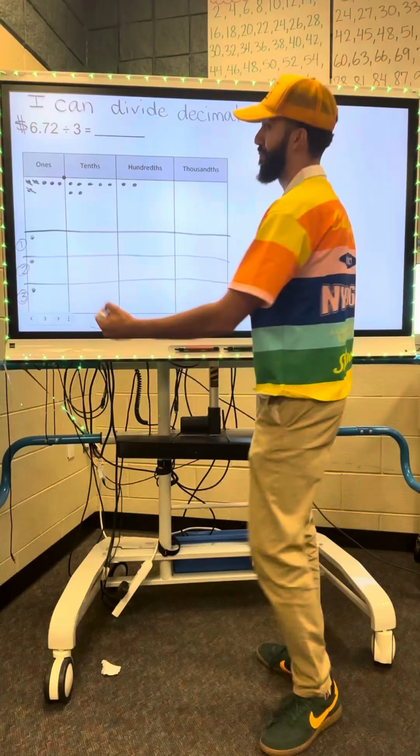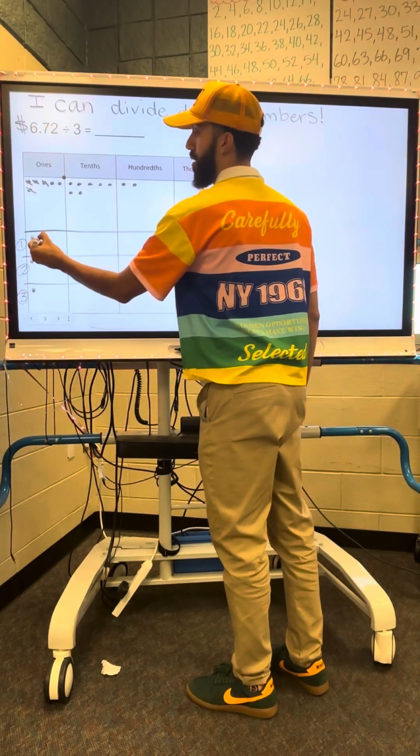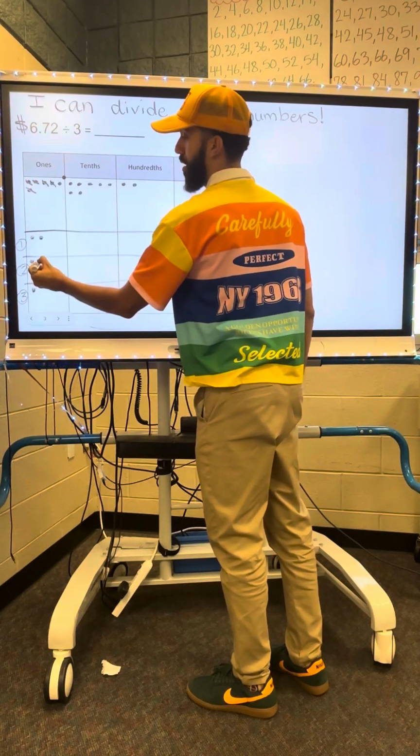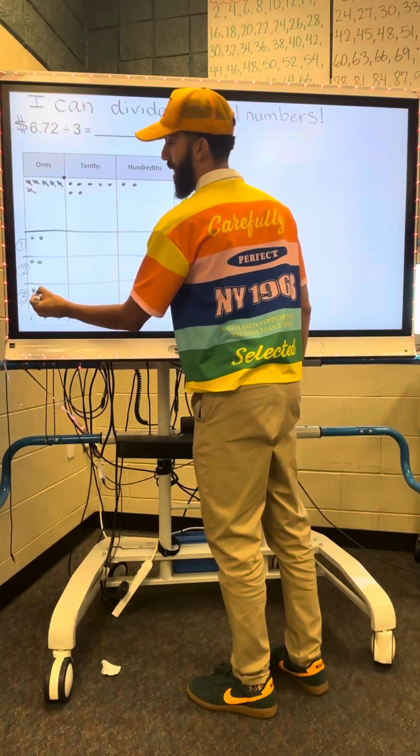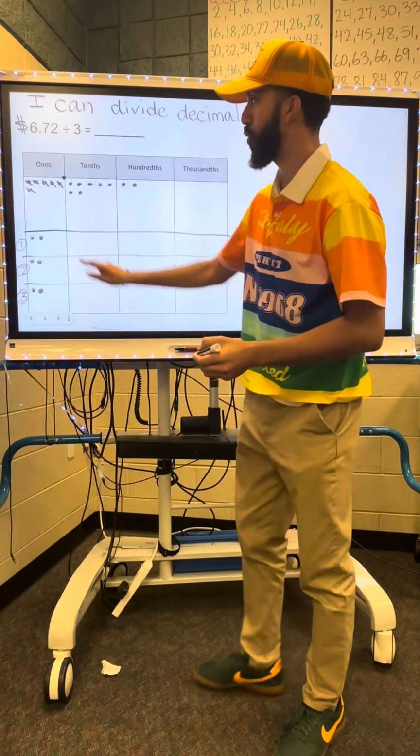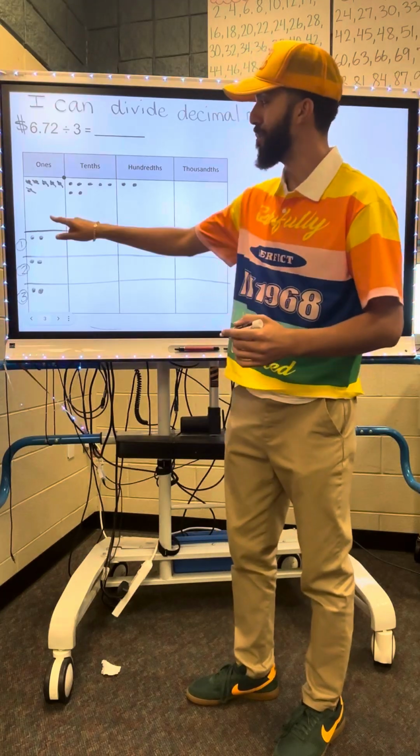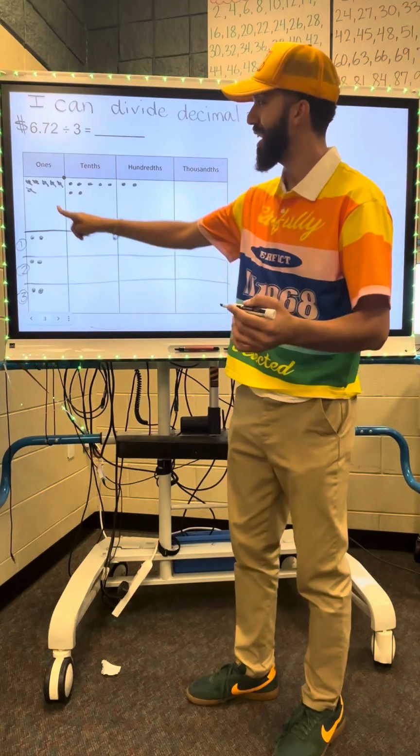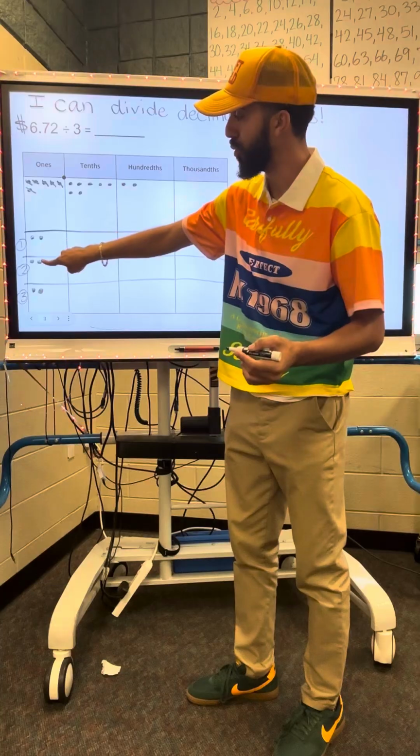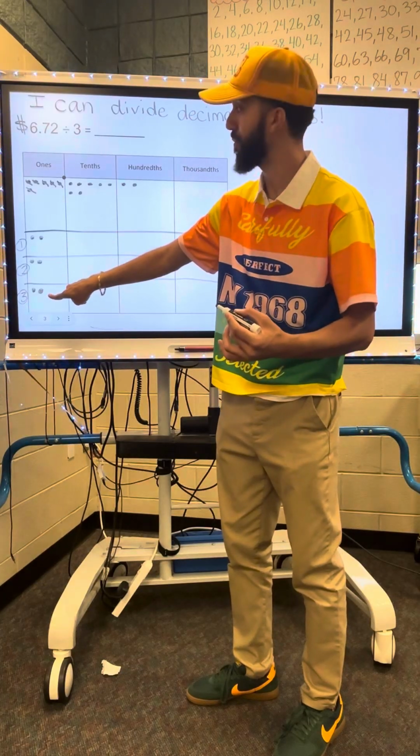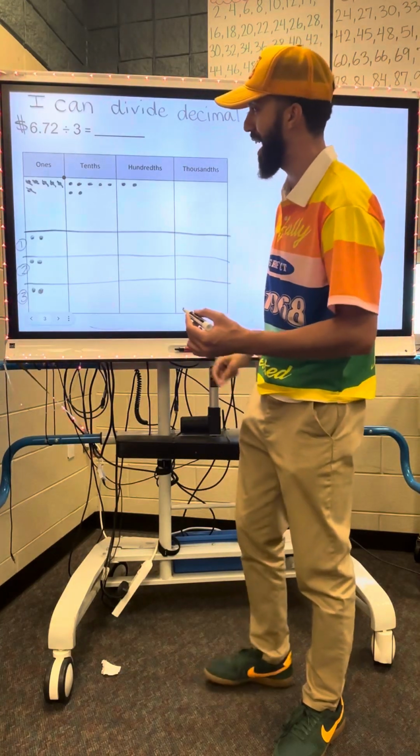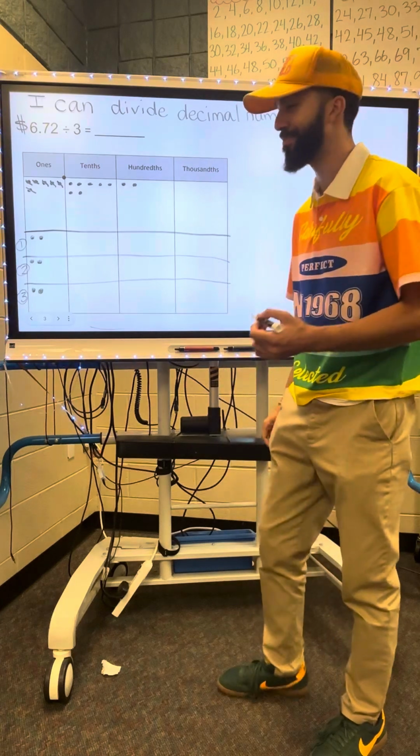Let's keep going. Sharing another, and I'm sharing my last one. Do I have anything left? Nope. So that means I equally shared. Each group will get 2. We can clearly see that. Let's move on to the tenths. I have a feeling it's not going to be as clean.